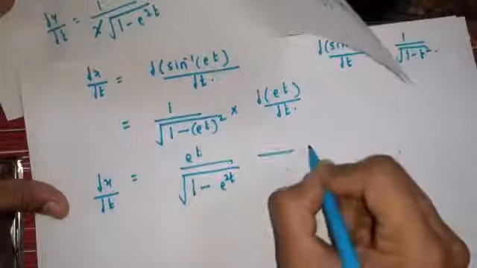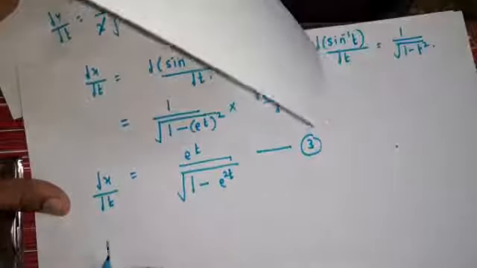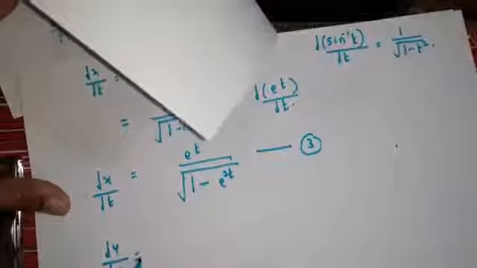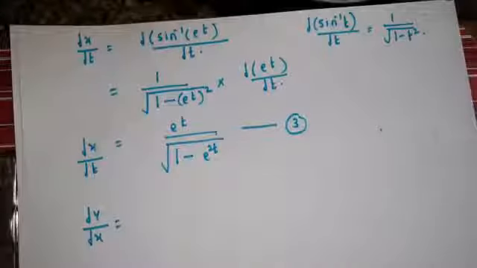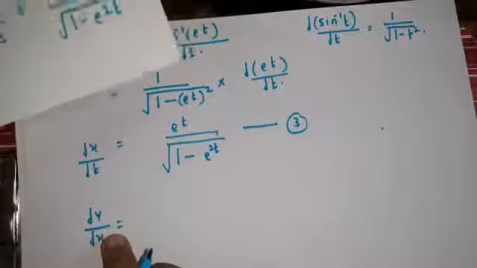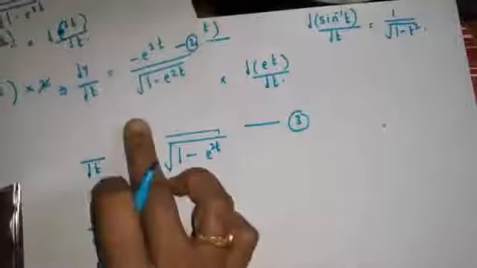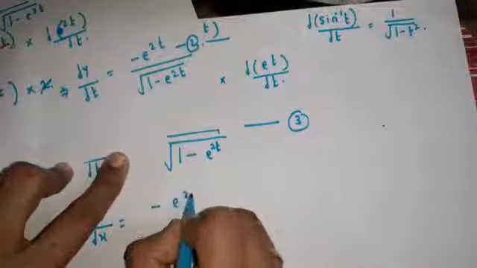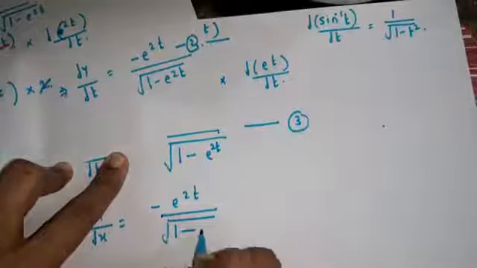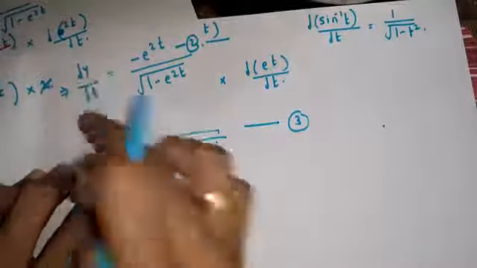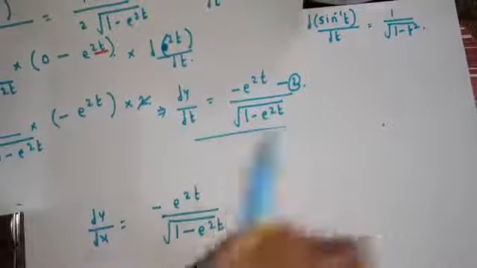Now put the values of 2 and 3 in 1. We get dy by dx equals dy by dt upon dx by dt. What is dy by dt? dy by dt is minus e raised to 2t upon 1 minus e raised to 2t. This is the value of dy by dt.